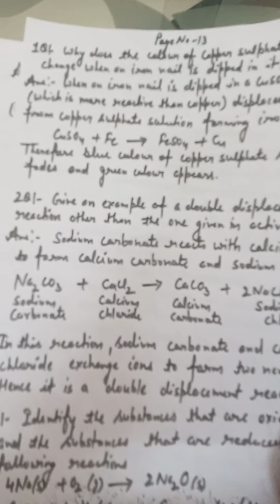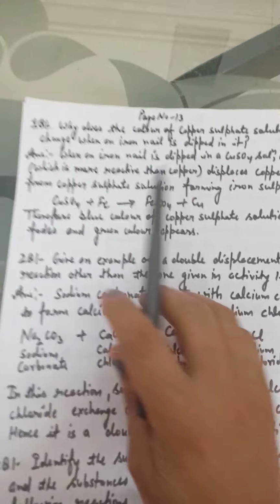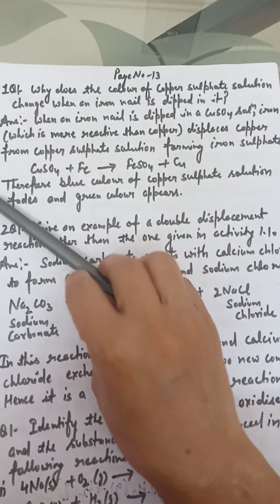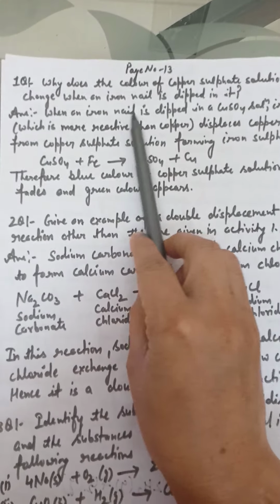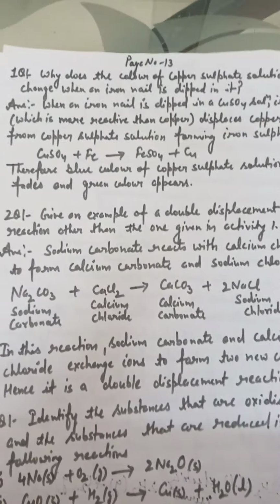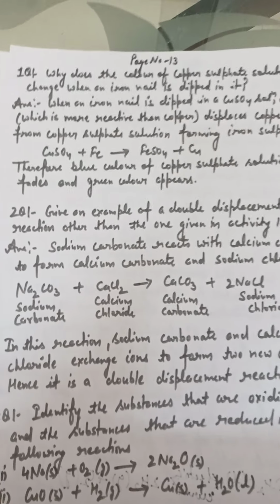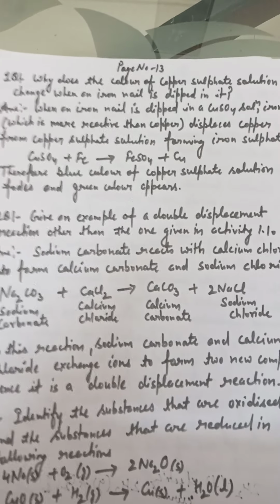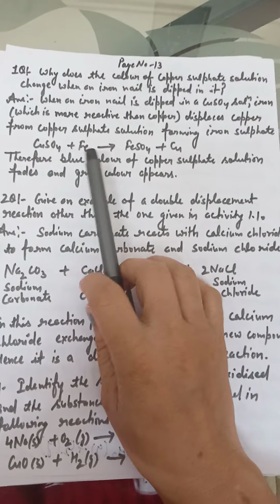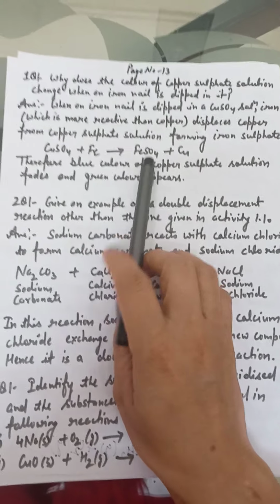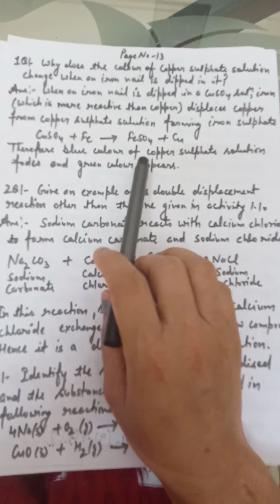Now the next question is on page number 13. The first question is: why does the color of the copper sulfate solution change when an iron nail is dipped in it? As we have studied earlier, whenever an iron nail is dipped inside the copper sulfate solution, the color of the solution changes from blue to green.